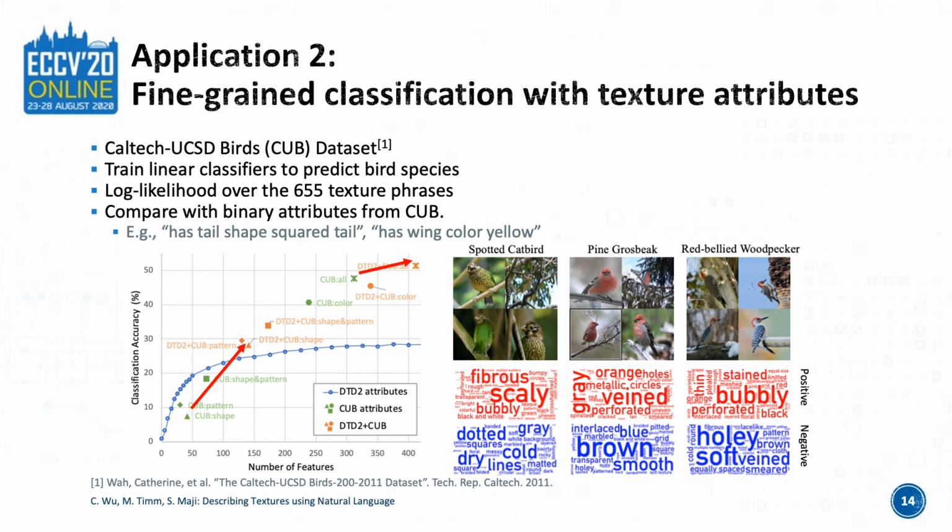On the right, we visualize the positive and negative texture attributes for each category based on the weights from the linear classifier. Our texture phrases are different from the vocabulary commonly used to describe birds, but it still helps us to understand what feature the classifier is looking at. The model learns that the first species is scaly but not cold, the second one is gray and orange but not brown, and the third one is bubbly, stained but not veined.